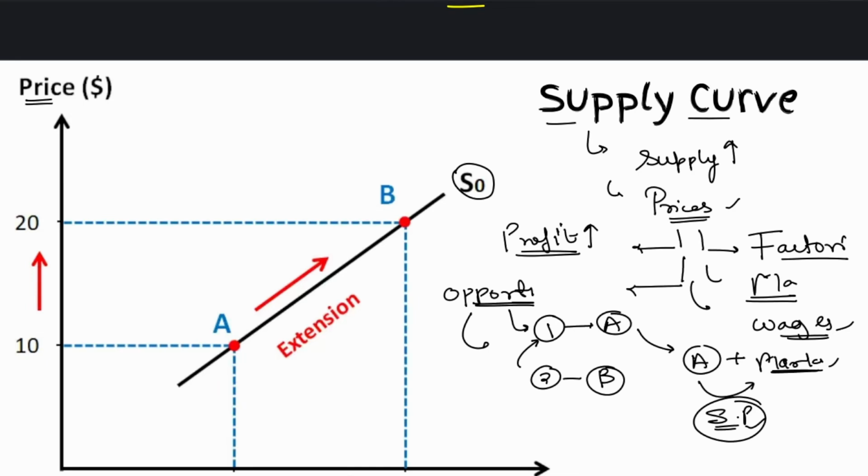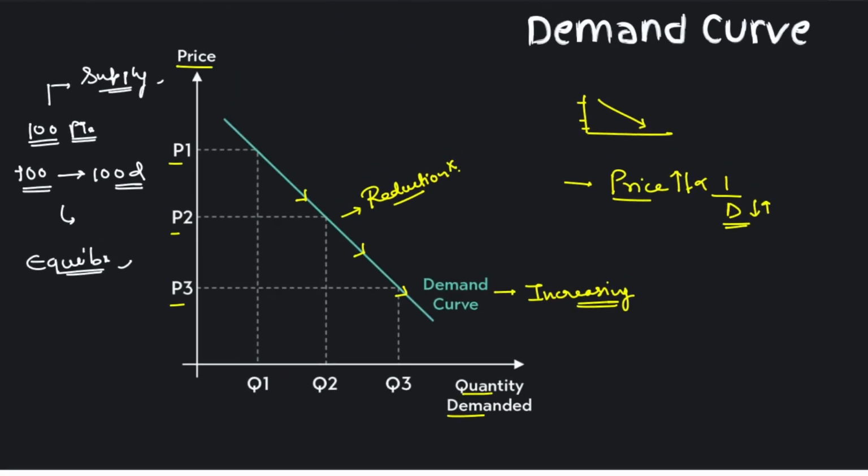Now we can plot both these graphs together. So let's do that. We can plot it like this, the supply graph. So what is this point? This is the point of the equilibrium, the point of the market equilibrium.